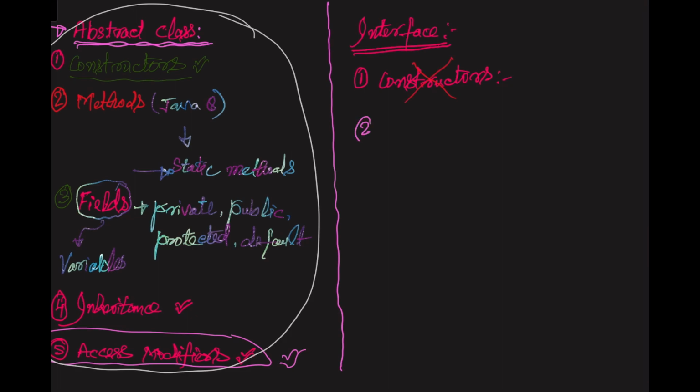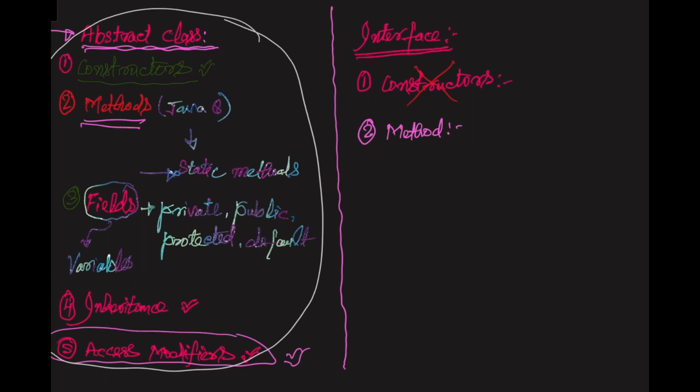Okay, let's check the second one, methods. Let's check methods in an interface. An interface traditionally only declares abstract methods. Since Java 8, interfaces can have default methods, methods with a body, and static methods. Since Java 9, interfaces can also have private methods. Because of Java 9, interfaces can have private methods.